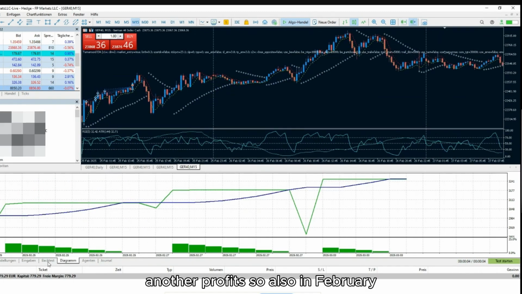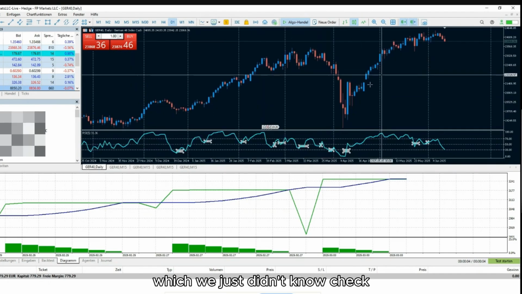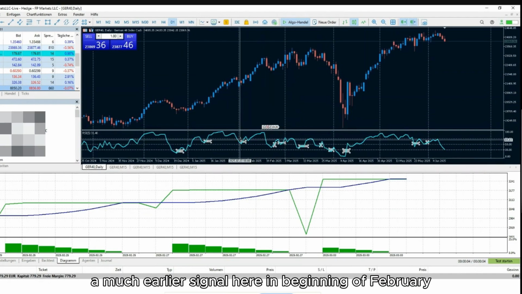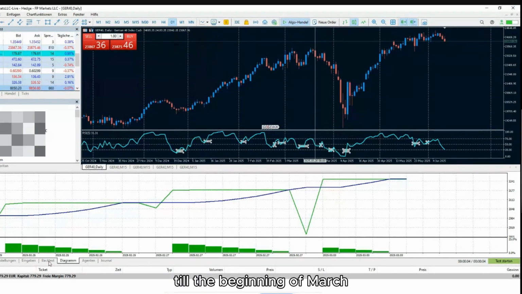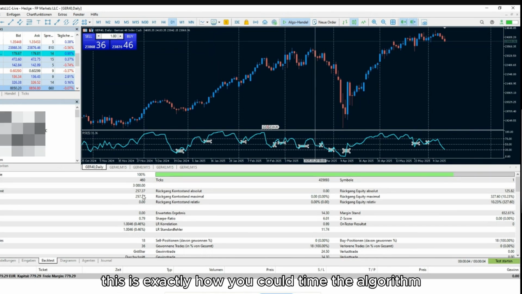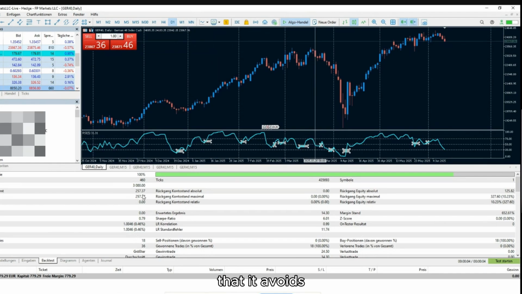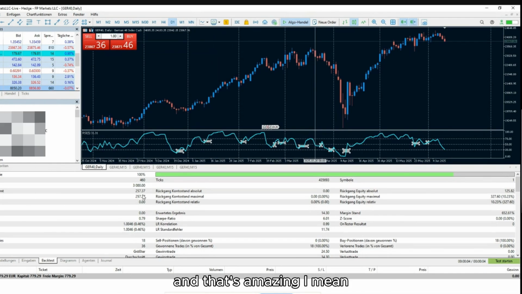Oops, another profit. So also in February, we had already earlier signals, which we just didn't check now. We also had in February a much earlier signal here, beginning of February. But already these few trades at the end of February till the beginning of March gave us another nearly 10% of performance. This is exactly how you could time the algorithm, so that it avoids bigger drawdowns if you are just watching with this timing. And that's amazing.